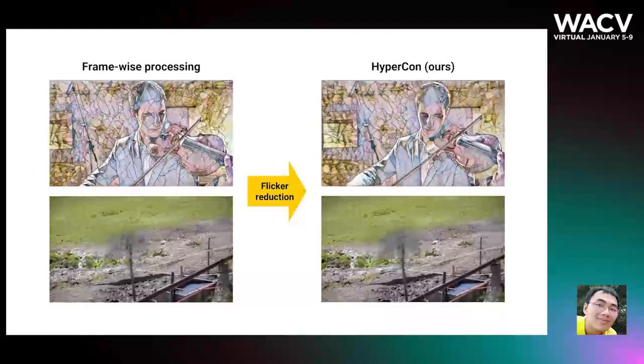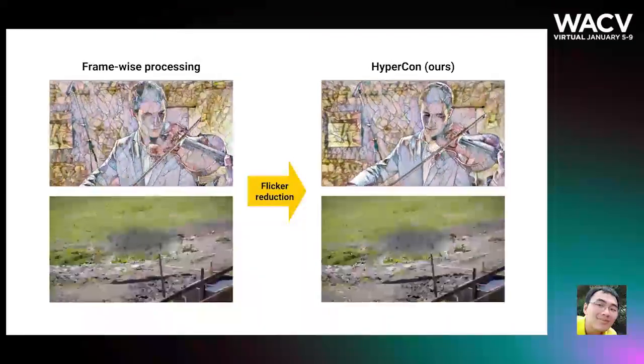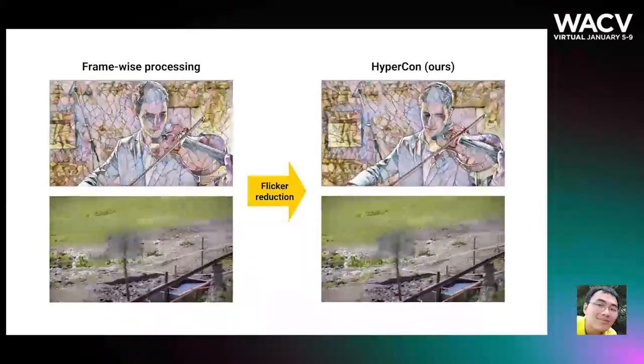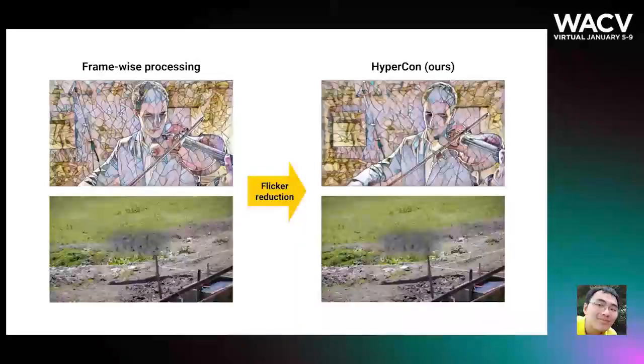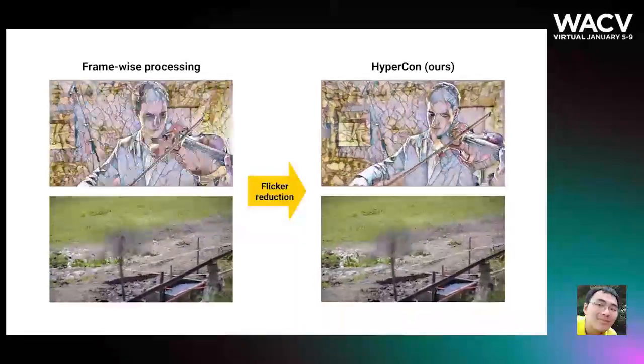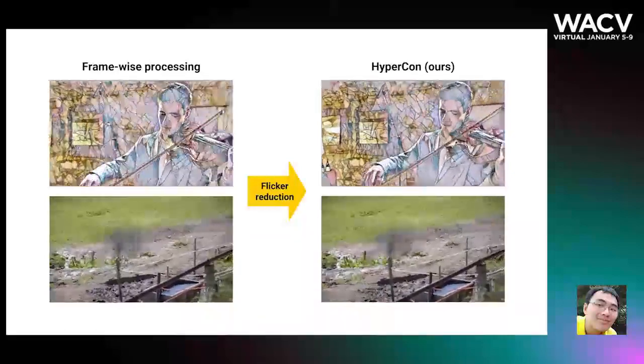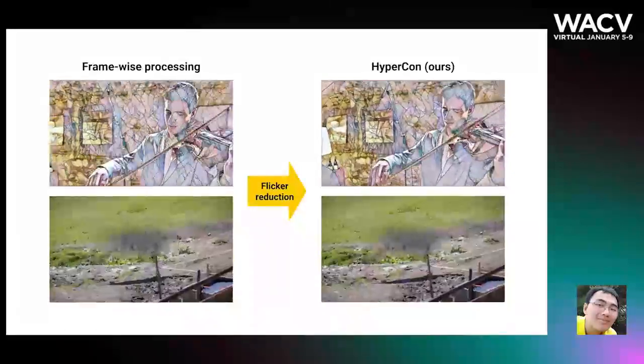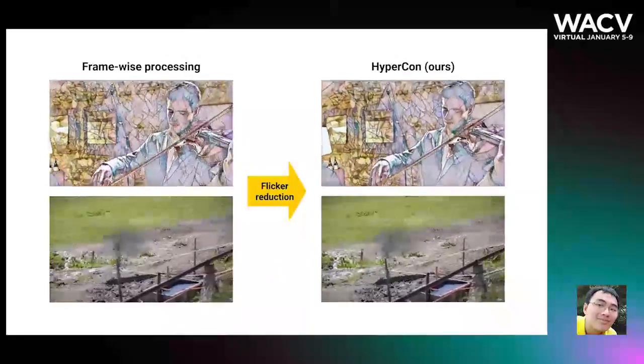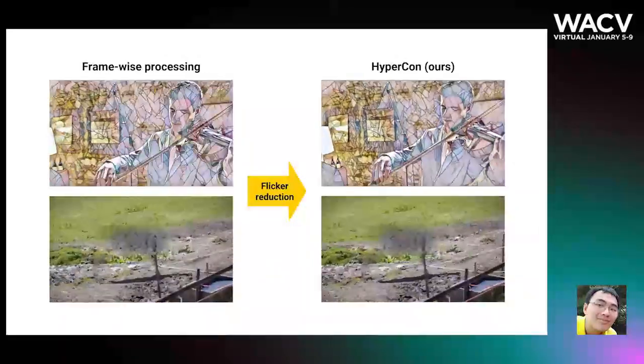In this work, we propose a method called hyperconsistency, or HyperCon for short, that applies image-to-image translation models to videos in a temporally consistent way. Our goal here is to generate a video that captures the intended effect of the image model while minimizing the flickering artifacts that typically appear when the image model is applied independently per frame.